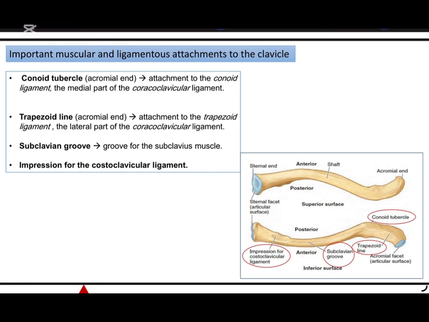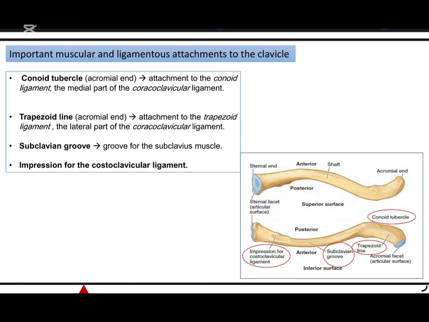Then almost in the middle, I find a groove. We call it subclavian groove. Why? Because I have a small muscle, we call it subclavius muscle. It is attached to this groove, okay? Finally, at the medial side here, I have impression for a costoclavicular ligament, which is another ligament. Okay, here, costoclavicular ligament.